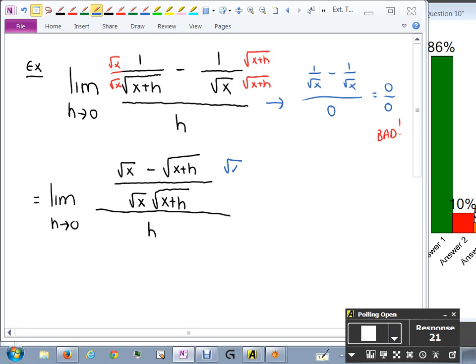Root x plus root x plus h. I mean, could I do this algebraically? Is this legitimate for me to do this? Yes. Is it something you want to do necessarily? Probably not. But I could, and I can see what's going to happen, right?